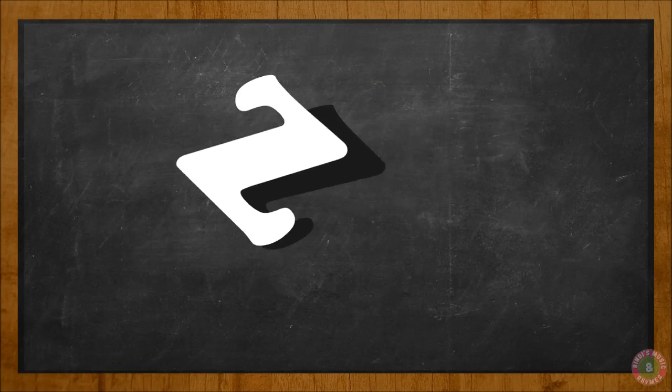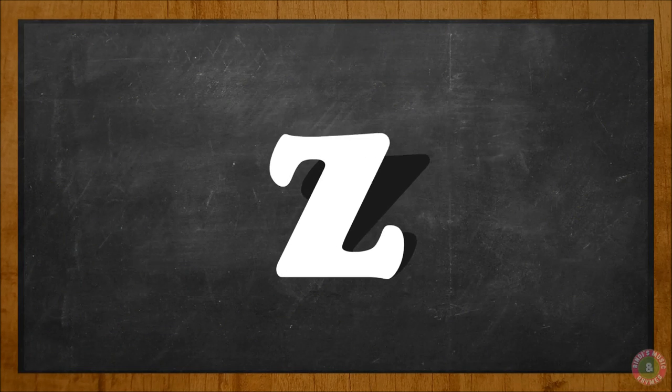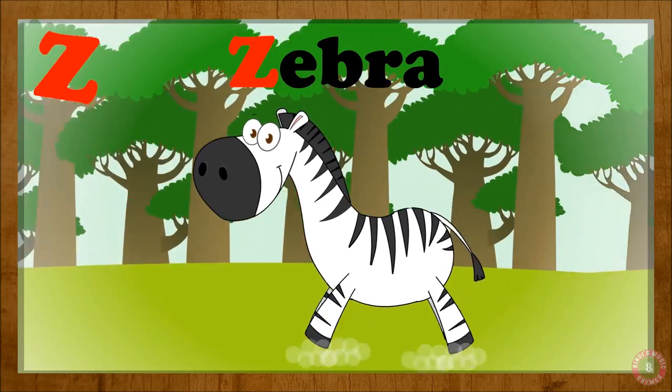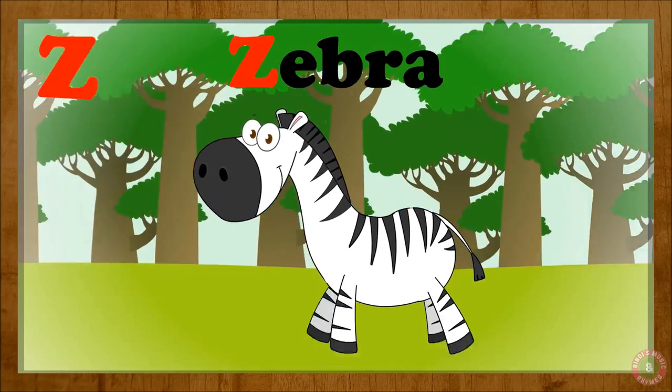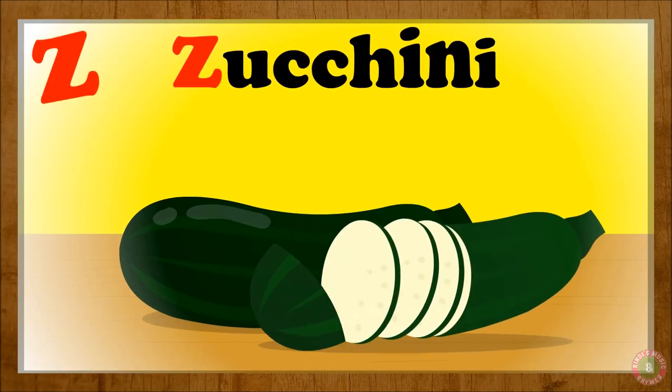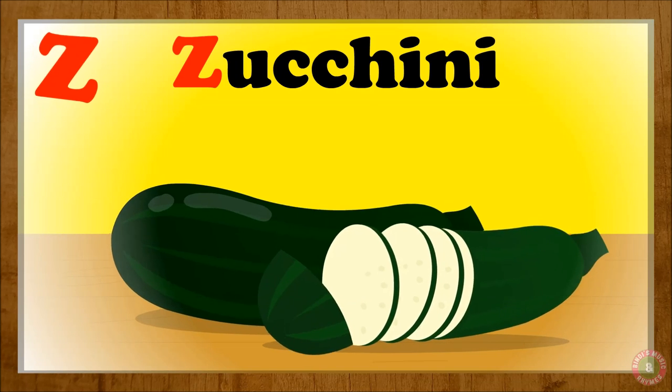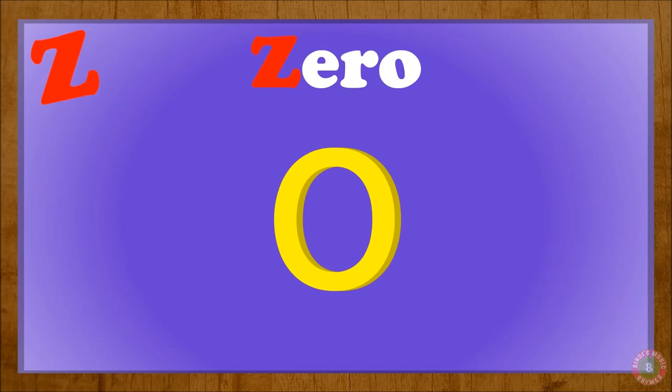Let's do the letter Z. Z for zebra. Zebra. Z for zucchini. Zucchini. Z for zero.